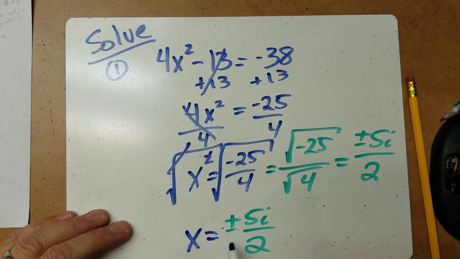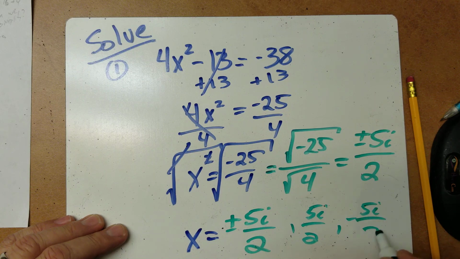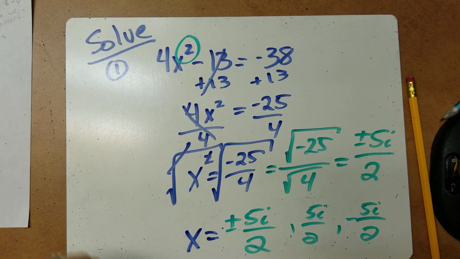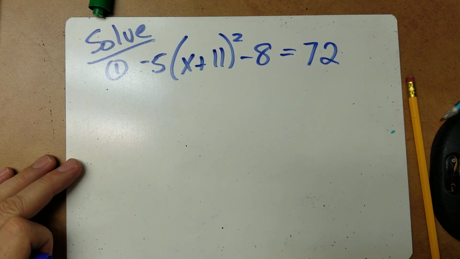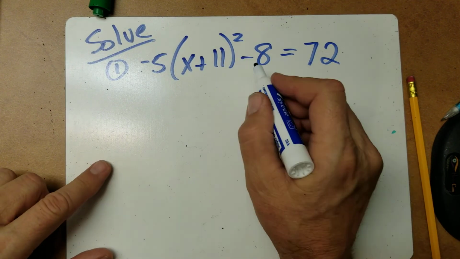Got to have the plus or minus. That stands for two answers. Remember, I have 5i over 2 and negative 5i over 2, which is what we would expect because of that exponent of 2. The degree is 2. I expect two answers. That's them. This is the shorthand way of writing those. Here's my last example. Make sure you listen for directions at the end, okay?